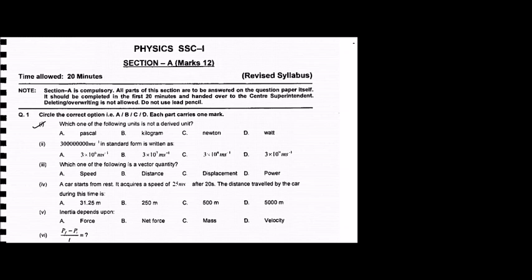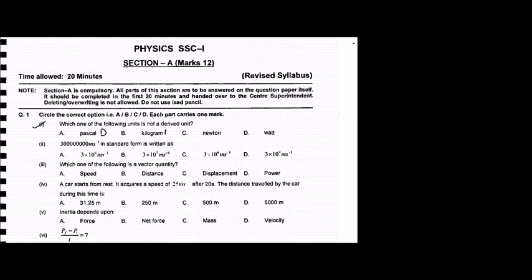Question number 1. Which one of the following units is not a derived unit? In theory we have two types of units, base units and derived units. Base units are 7 in number and all other units are called derived units. So let's check one by one. The Pascal, it's a derived unit.